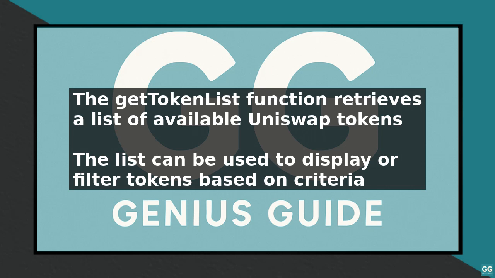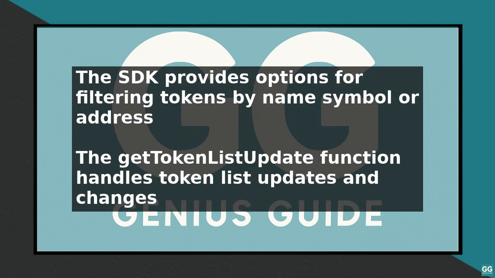Best practices. When using the Uniswap Token List SDK, there are several best practices to keep in mind. First, make sure to handle errors and exceptions properly. This will prevent your application from crashing if there is an issue with the token list. Second, keep your token list up to date by regularly checking for updates. Finally, use the filtering options provided by the SDK to customize the token list for your application.